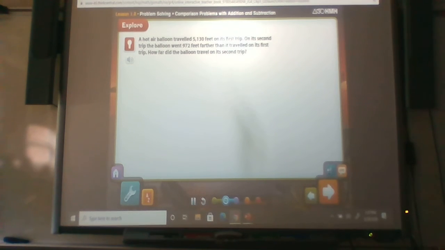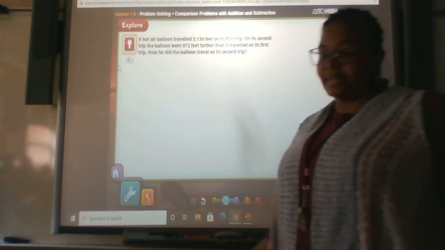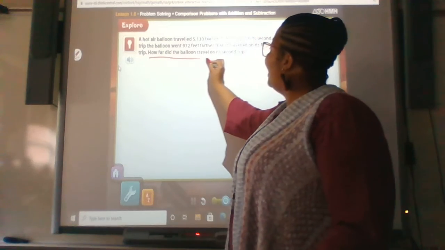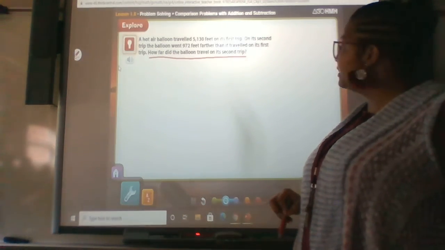Let's look at a problem together. A hot air balloon traveled 5,130 feet on its first trip. On its second trip, the balloon went 972 feet farther than it traveled on its first trip. How far did the balloon travel on its second trip? How can you solve this problem? All right, boys and girls, let's underline what it's asking us to find. It asked me to find how far did the balloon travel on its second trip.